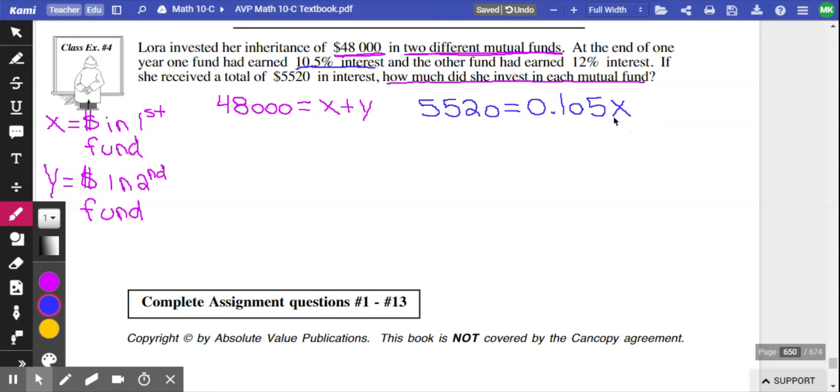So the second one was 12%. So plus 12% as a decimal is 0.12. I get that by dividing by 100, and then times it by Y. That's my second equation.